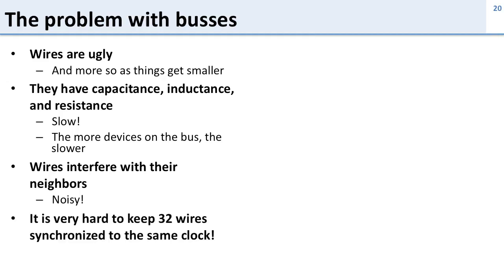So the real problem with buses is it's very hard to keep wires synchronized to the same clock. So if I want to have 32 wires to have a 32-bit bus, I need to make sure they're all synchronized to the same clock. And this is difficult. Let's take a look at an example of that.